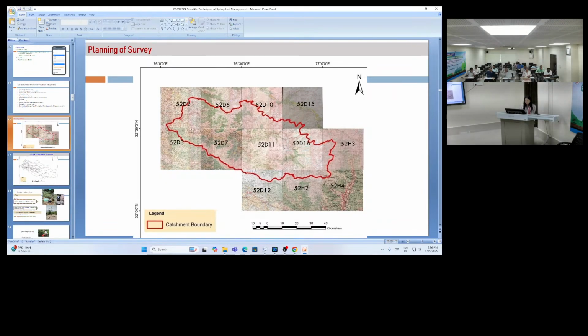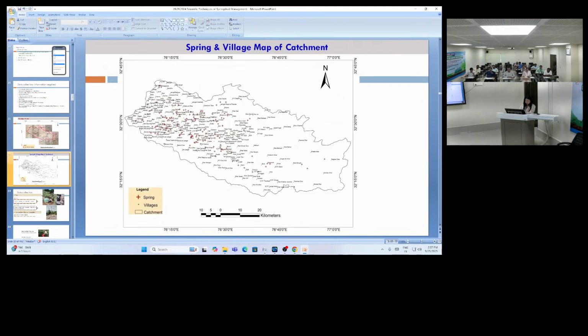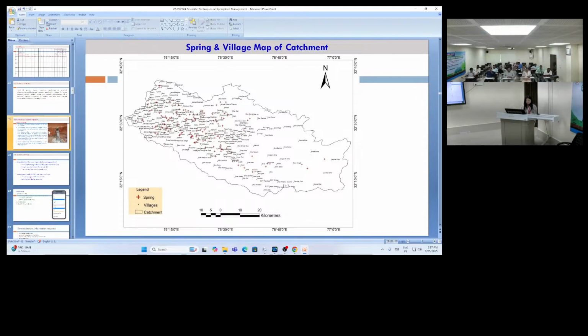Or manually, we can use the topo sheet and identify the area. For example, this is the planning of the survey. This is the topo sheet. This is your area of study. These are the spring points. So there are different methods and techniques.